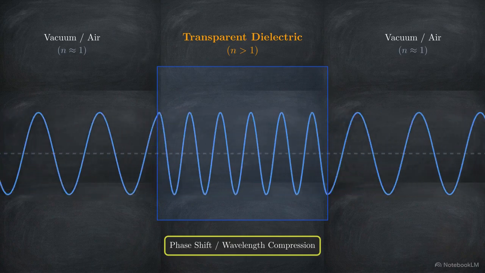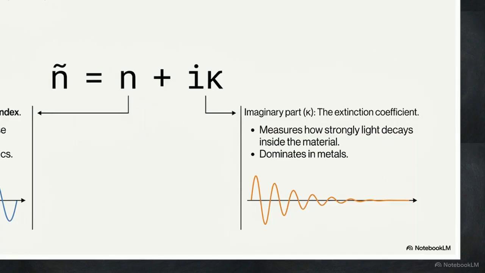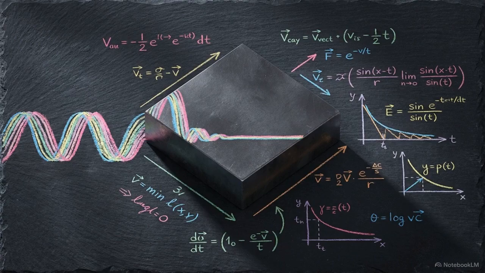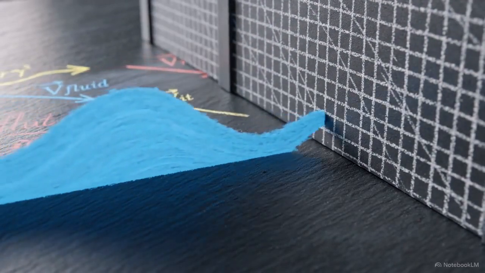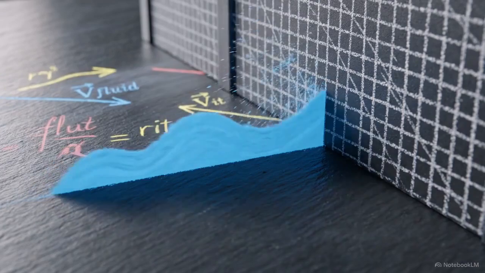But because a metal's dielectric function is negative, its refractive index is forced to be dominated by the imaginary component, the extinction coefficient. This coefficient measures how strongly light decays inside the material. In optical physics, a high imaginary number represents a strict mathematical boundary that forbids light from moving forward.